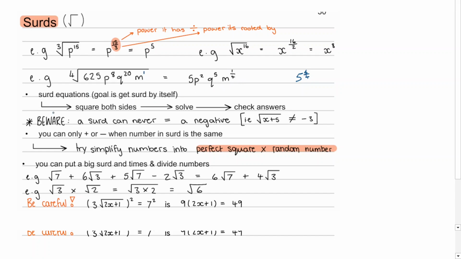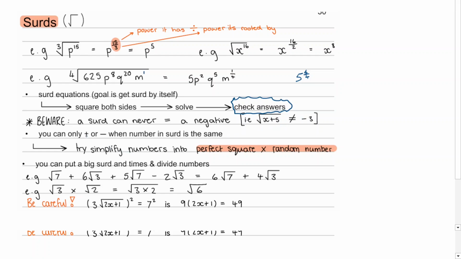In surd equations, just to give you an introduction to a couple of concepts, you always want to try and get the surd by itself. I like to take it to a side that makes it positive. Once you've got the surd by itself, you can square both sides and then solve it, but you must make sure that you check your answer, because typically one of them won't actually work out if you put it back into the original question. Another thing is that a surd can never equal a negative, and so if you ever find that setup happening, there's no solution to that.